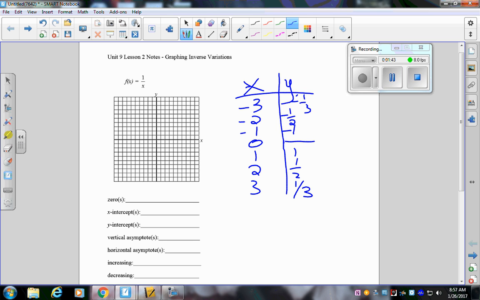All right, so let's go through and plot those points and just do the best you can with the 1/3 and 1/2, okay? So I'm going -3, -1/3, -2, -1/2, -1, -1. And then I've got 1, 1, 2, 1/2, like that. So that looks kind of funny and I'm not quite sure what it should look like, well, I do know, but not sure yet what it should look like. Well, let me show you.